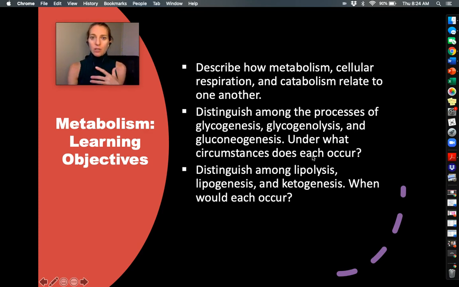And in doing so, especially with the carbohydrates, these terms oftentimes get mixed up for students. So glycogenesis, glycogenolysis, and gluconeogenesis. So what do those all mean? And under what circumstances would each of those occur? Similarly, to do the same with lipid metabolism, so we'll look at lipolysis, lipogenesis, and then ketogenesis. And so being able to distinguish when each of those would occur. And those are going to be some of my key goals for you all with this video.